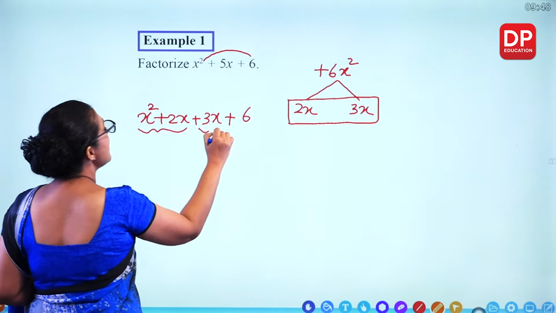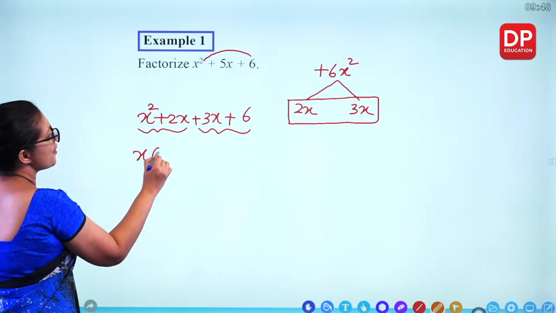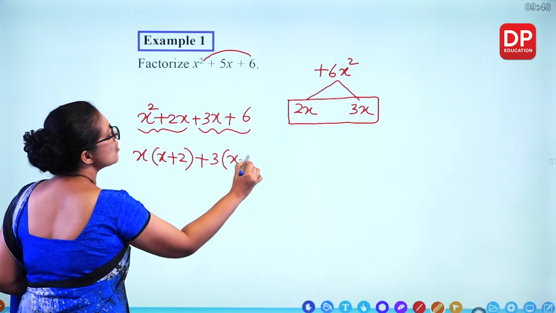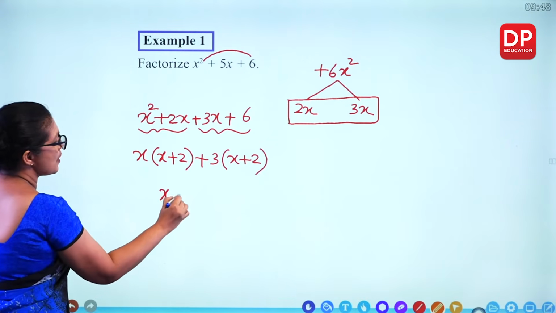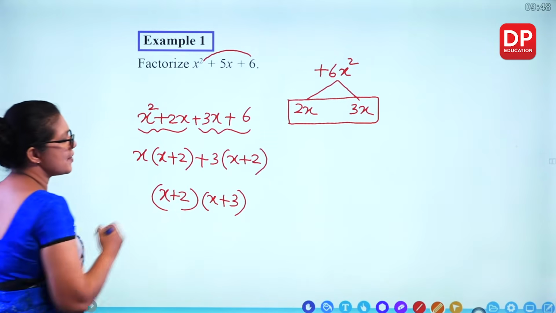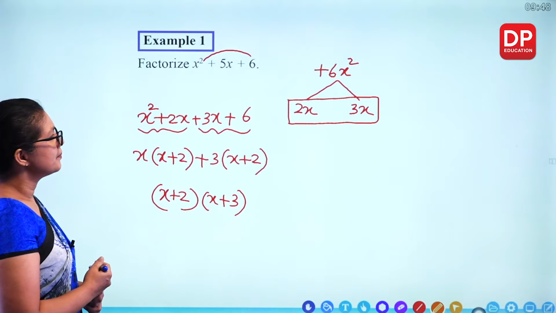Now we can take 3 at a time and factorize. You get x plus 2 here. When you take 3 out, you get x plus 2. x plus 2 is common for both. Take it out and write x plus 3 as the other factor.